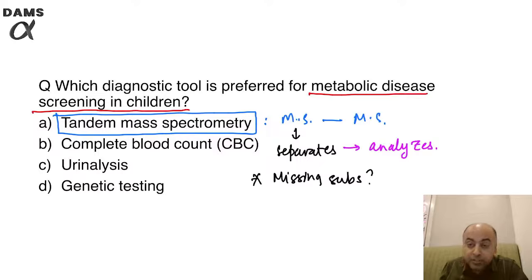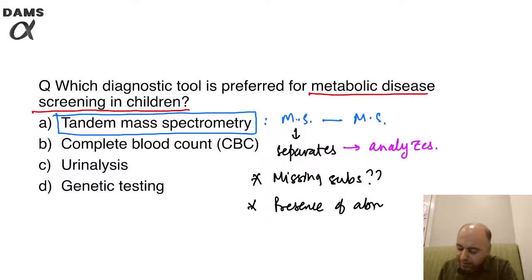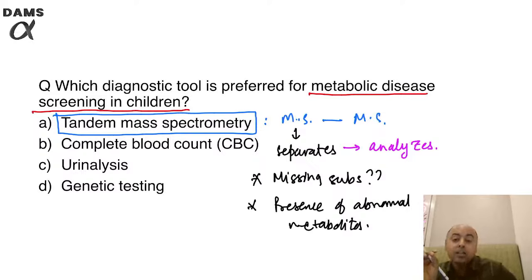What was supposed to be present normally in enzyme and product, something which is missing, and the presence of abnormal metabolites which are not supposed to be there but they are present. So we are looking for substances which are normally supposed to be there but they are missing, and we are looking for analytes which are normally not supposed to be there but they are present.